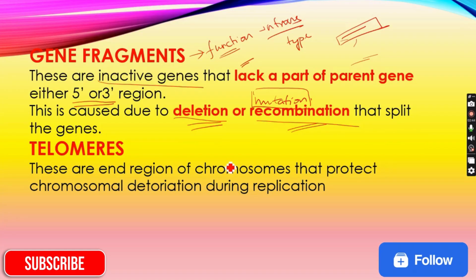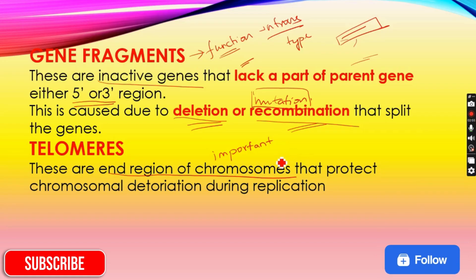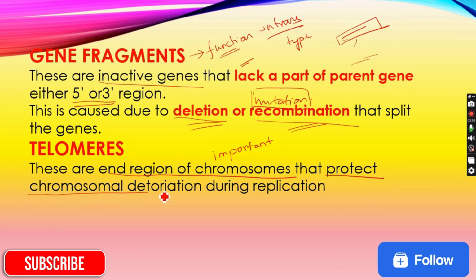Telomeres are found in the end region of a chromosome. They are very important for the stability of a chromosome and of the nucleic acid. Telomeres protect against chromosomal deterioration, because after certain cycles of replication, a nucleic acid gets deteriorated at the end. The end of the nucleic acid is protected from deterioration by these telomeres.